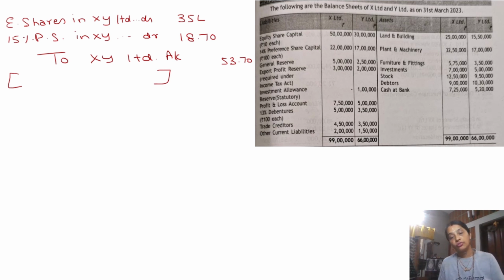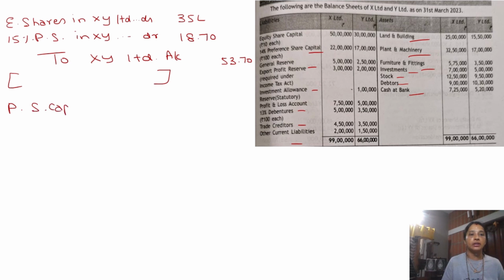Now the next entry will be entry for preference share capital due. So we finished with land and buildings, plant and machinery, all these are over. Liability side we finished with export profit reserve, investment allowance reserve, then 13% debentures, trade creditors and other current liabilities. Now we are closing preference share capital. Now preference share capital is due at premium. So they have given PC discharge preference shareholders at a premium. So the entry will be preference share capital account debit.